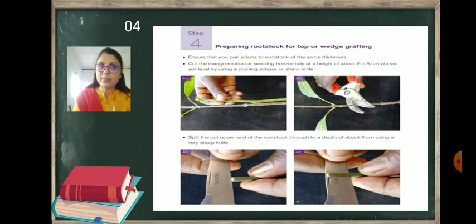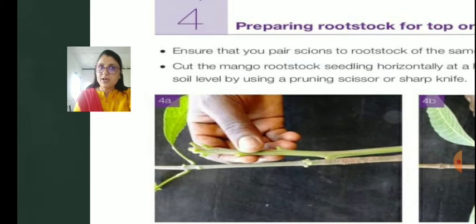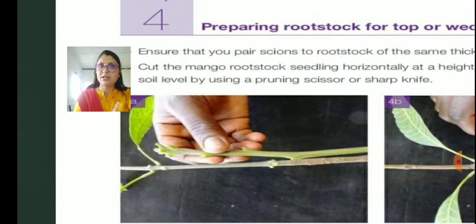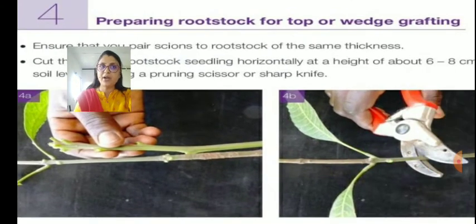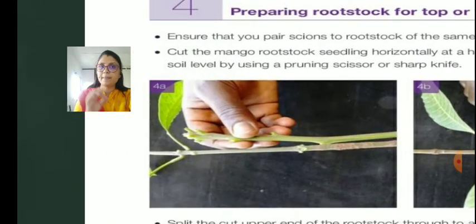As shown in the picture, go through the details. Look at this picture. Ensure that you pair scions to rootstock of the same thickness, both of the same thickness. Cut the mango rootstock seedling horizontally at a height of about 6 to 8 centimeters above the soil level using a pruning scissor or sharp knife.